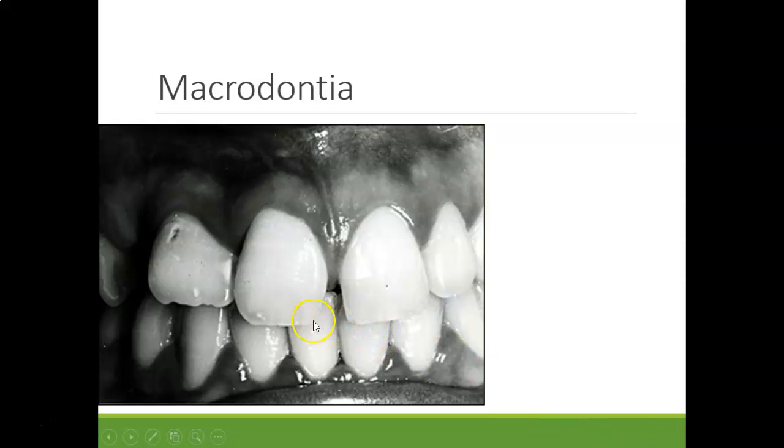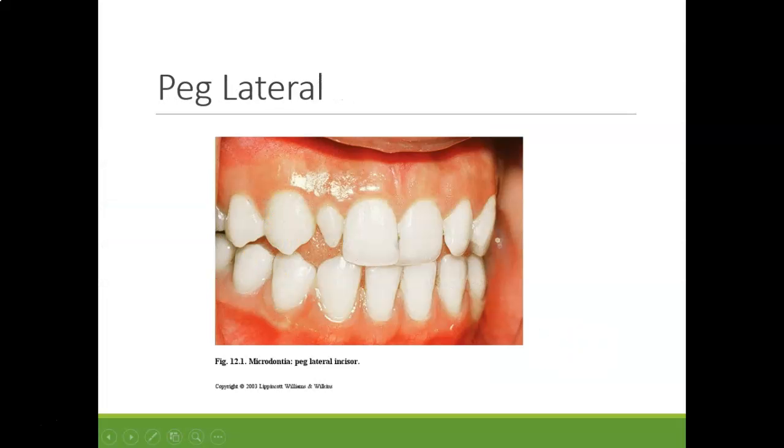This is a picture of a macrodontia. So here's a lateral incisor that's quite large, almost looks more like the size of a central incisor. So that's a macrodontia lateral incisor. Here's a peg lateral. You can see it kind of looks like a little peg. And then their other lateral is pretty normal shaped or normal sized, but this one's the peg lateral.